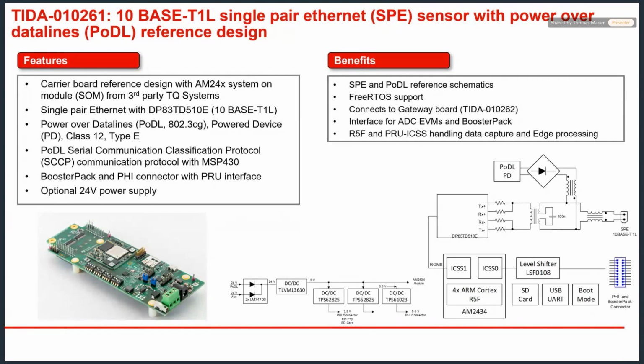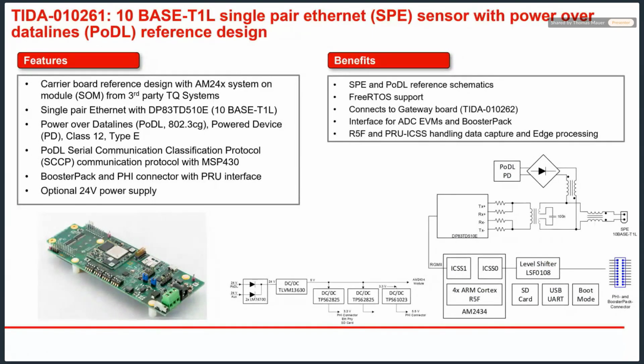So this board is using an AM24 processor. In this case, we are using a system on module from a third party from TQ System. In principle, we just use this method because we only need to produce the base board, which is the sensor board, and then we just solder on this SOM module. The board supports the Ethernet PHY DP83TD510, and this is the 10-base T1L PHY.